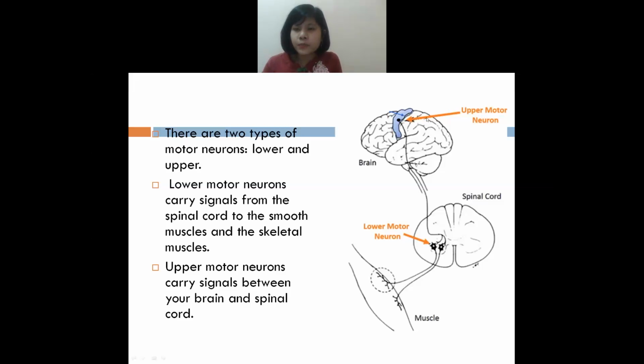And the next one, upper motor neurons. They used to carry signal from the brain to the spinal cord. You can pass information to the different organs, like what to do, what not to do. So these are the parts of motor neurons. Is it clear?